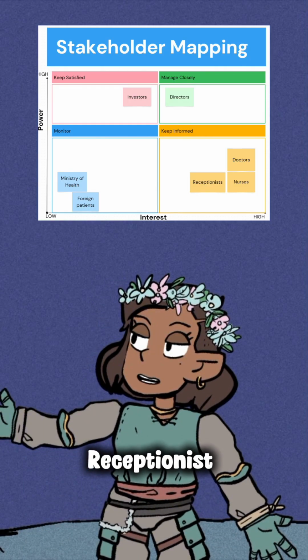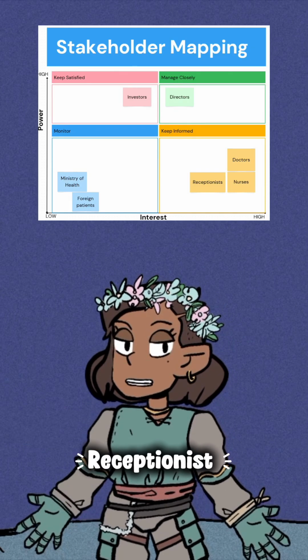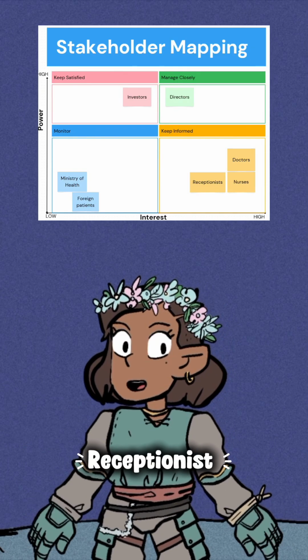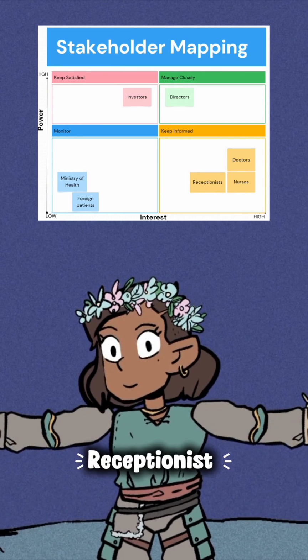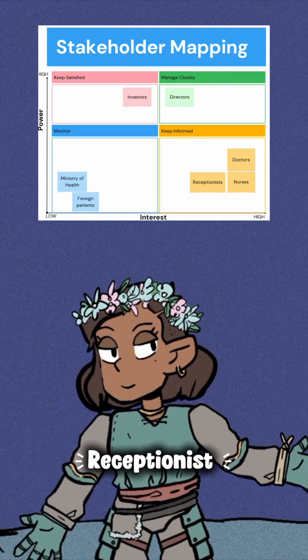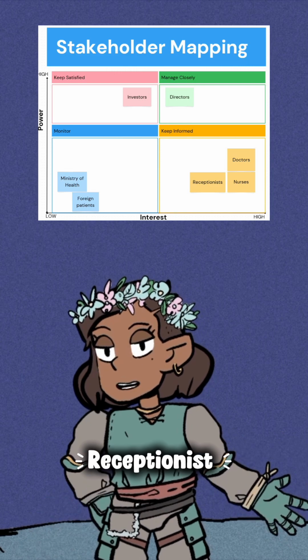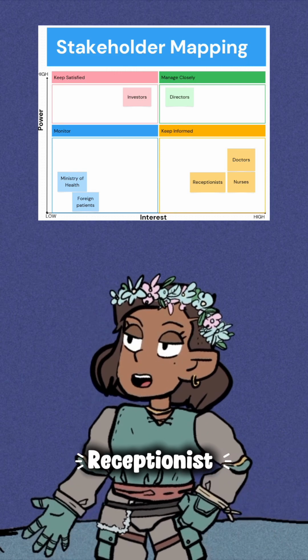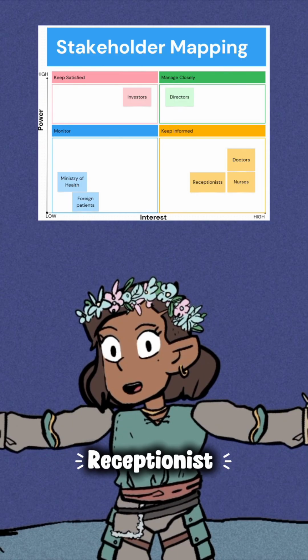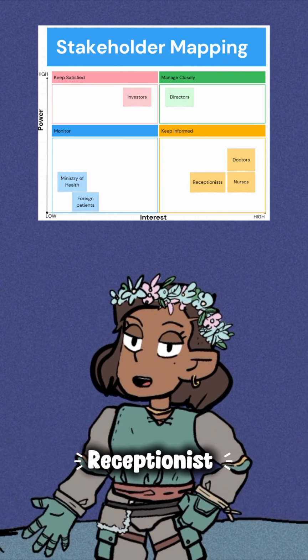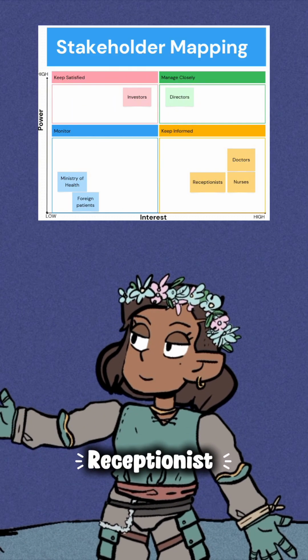Receptionists are positioned in keep informed because they have high interaction with foreign patients but limited power. Objective 1: language support. They require multilingual tools and skills. Objective 2: improve communication. They manage initial patient information and orientation. Importance: they are the first point of contact, meaning communication failures can start at this level. Conclusion: receptionists are crucial for first impressions and initial understanding.